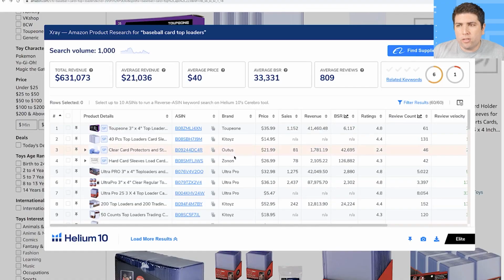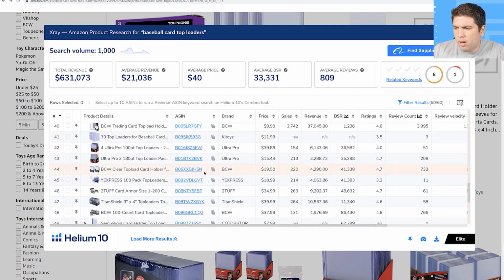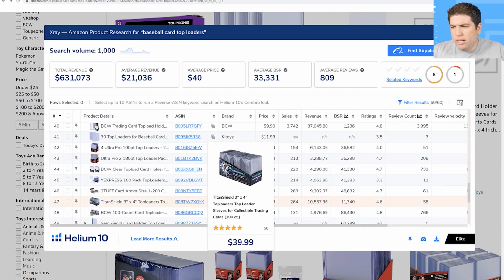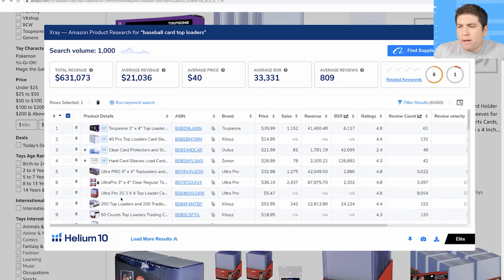The very first thing to do for Cerebro is I'm just going to pick a baseline product that's not selling that great. Here's a 100 count top loader. I'm going to go ahead and select that as my first one, all right? Now let's start going through this, and let's just say we're doing 100 to 300 packs, and I want to find the top keywords for products similar to this, 100 to 300 packs.